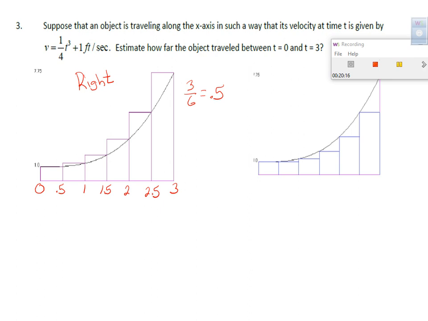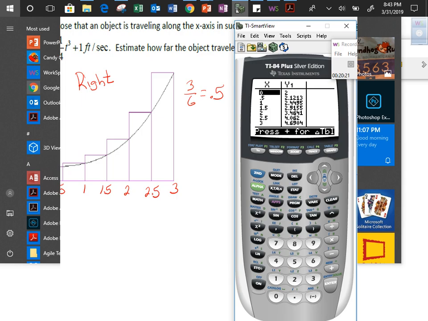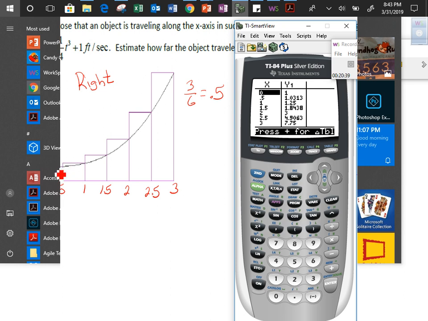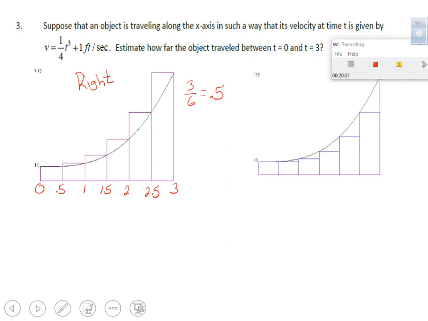Now, let's go get all of these heights real fast. So to do that, let's type that in our calculator. So let's go y equal, let's get rid of that. Let's go 1/4 x cubed plus 1. I'm going to tell it to start at 0 and count by 0.5s, which it's doing. So there's my heights that I need. The height of this rectangle is 1. The height at this point happens to be 1.03. And then we'll decide what we're using.